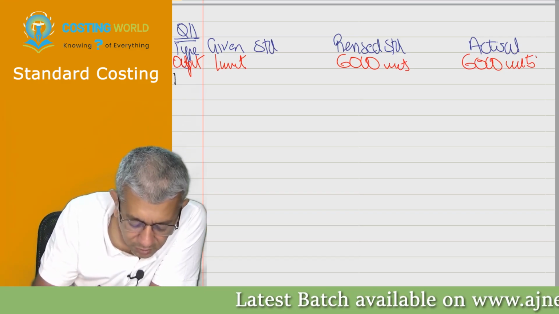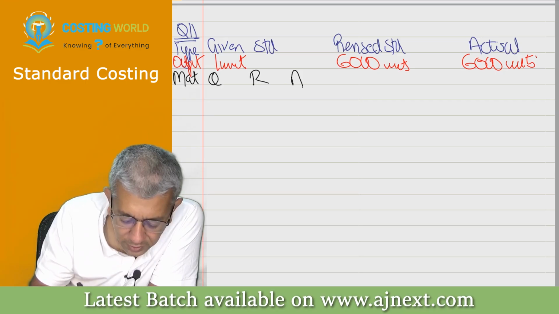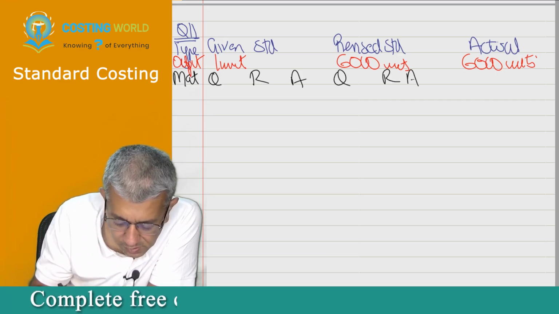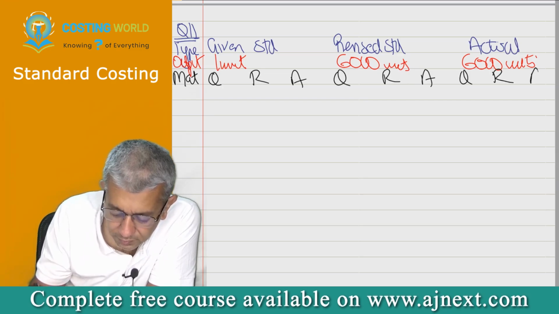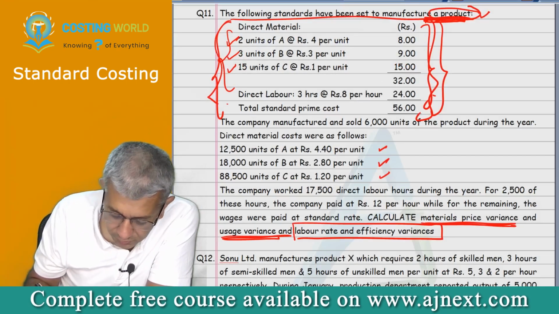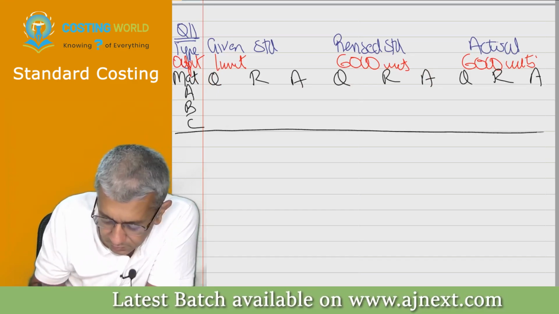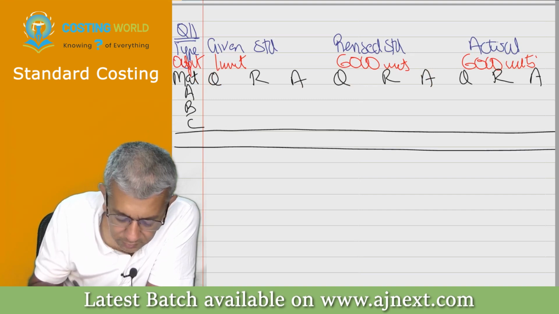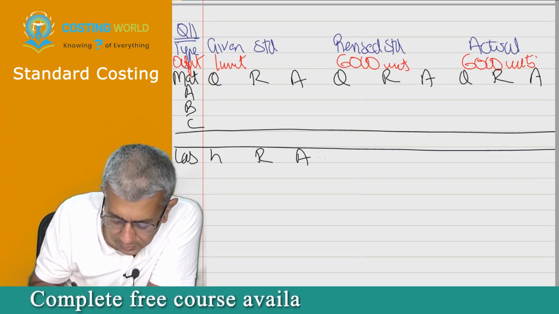Now, first of all, same format I'm going to be using for material. Quantity, rate, amount. There are 3 types of material. Labor, hours, rate, amount.